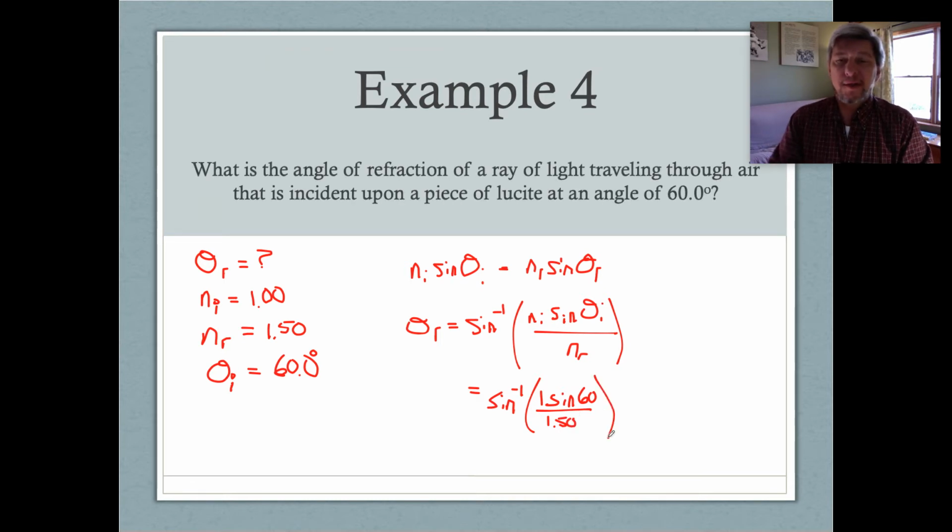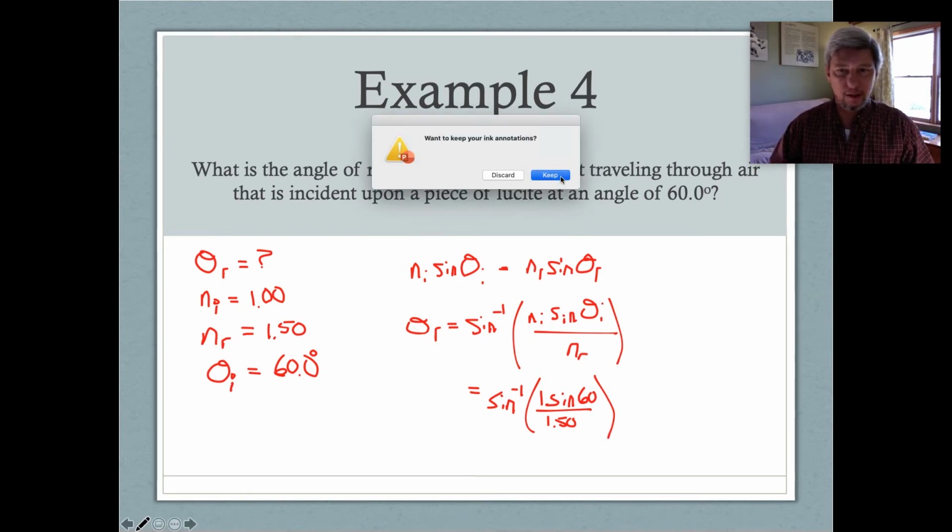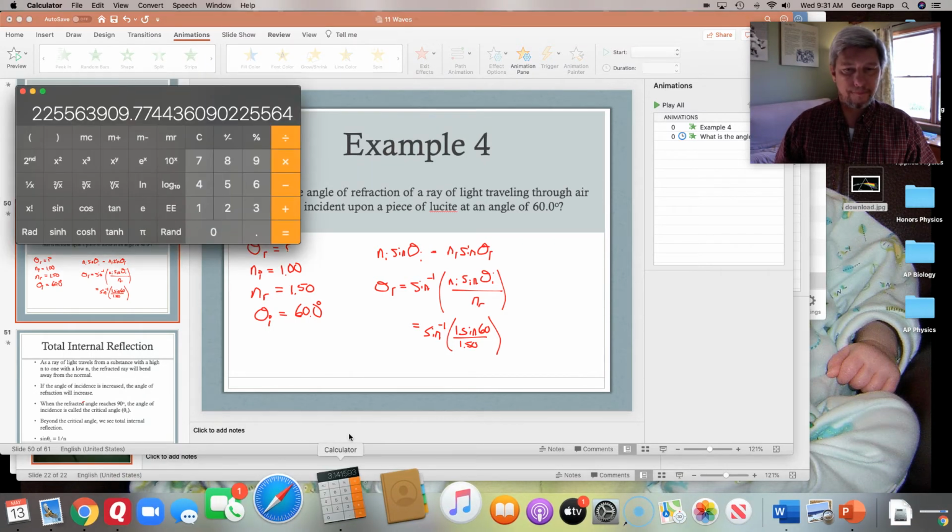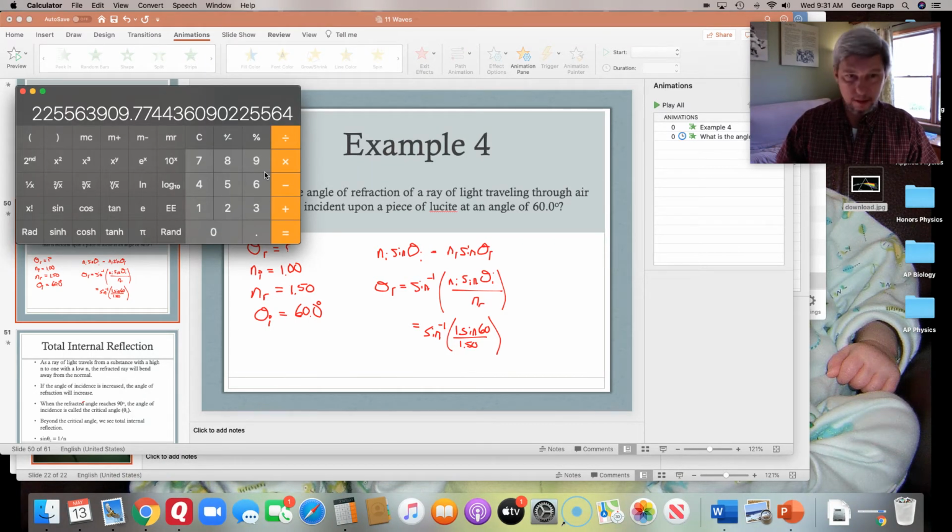All right, now the sine of 60 is 0.8660, times 1 is 0.8660, divided by 1.50 gives me, let's see. So this is going to be 60, we'll take the sine of that, right, 0.8660 divided by 1.50, boom, 0.5774. And so then the inverse sine of that is, oh, I can't do inverse sine on this?